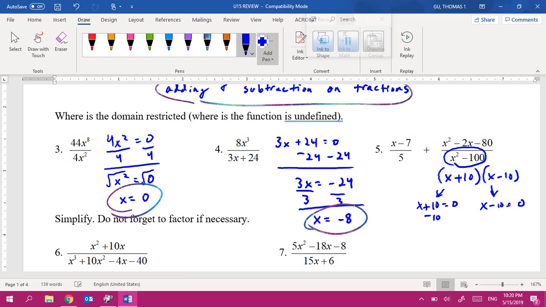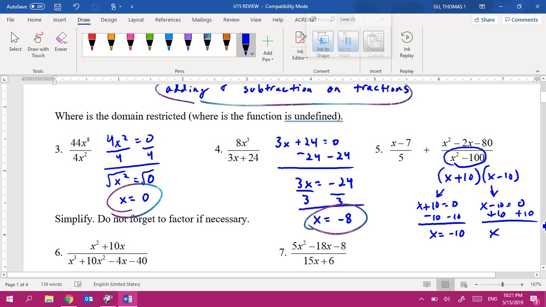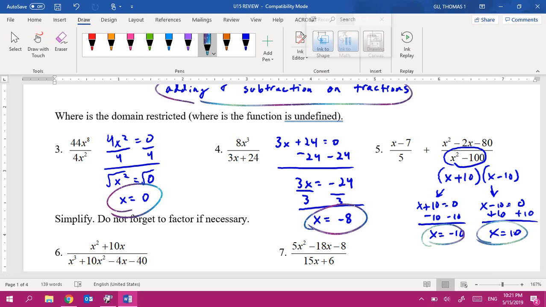So I subtract 10. X is negative 10, and if I add 10 over here, x equals 10. So these are the two locations where my expression is undefined, when x is negative 10 and when x is 10.